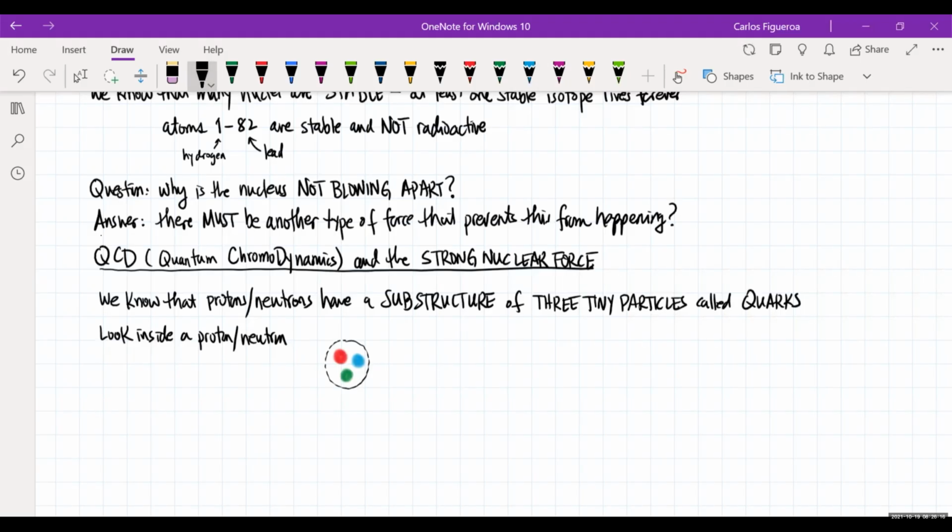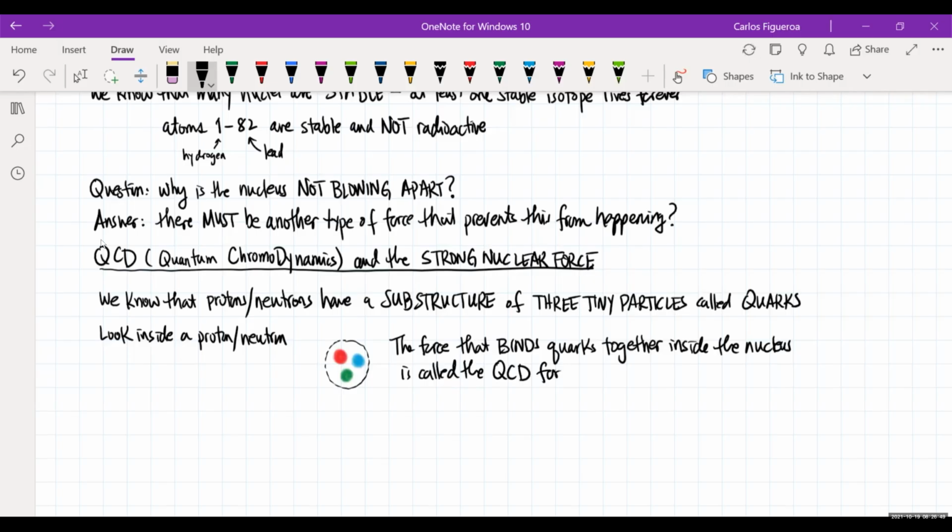And what we say here is that the force that binds quarks together inside the nucleus, of course, is called the QCD force. So it's the QCD force.